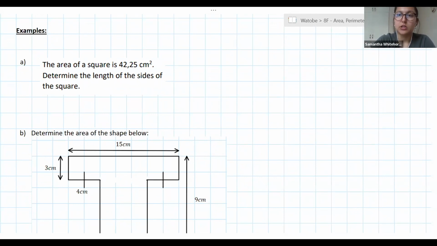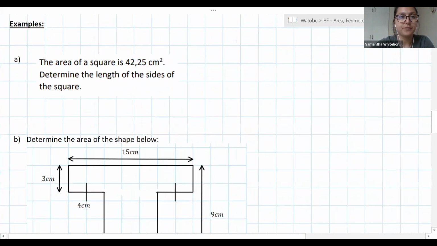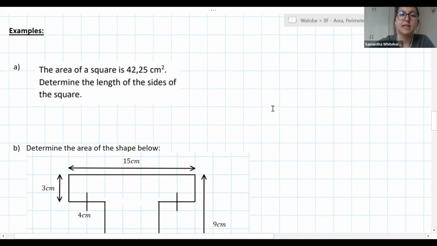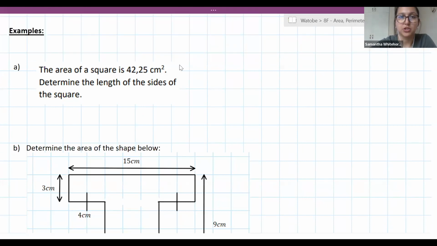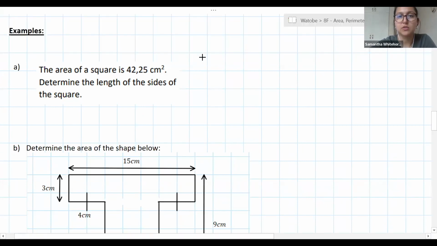But now we actually want to look at slightly more complex questions and see if we can go and work out areas or use our area formulas here. So the first example that we have here says that the area of a square is 42,25 centimeters squared. Determine the length of the sides of the square. Now, what I often find quite useful is to draw a picture of what I'm working with, just so that I can visualize what shape it is I have.